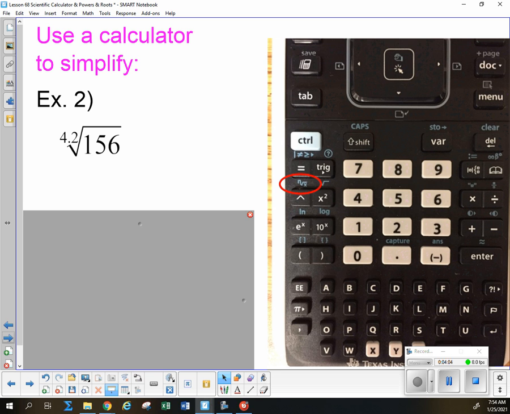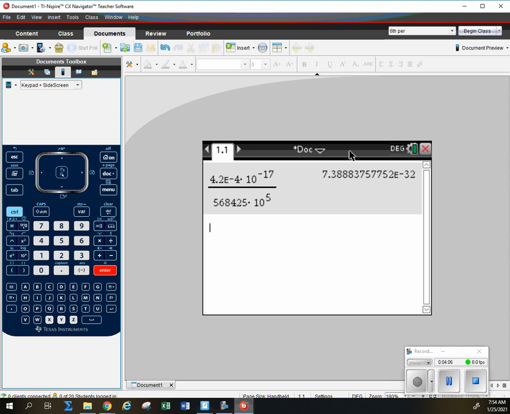So what we would do with our calculators is control, and then that caret button, and then we again have 2 boxes to fill in. We're going to put a 4.2 on the outside, and then use our cursor to move to the one that's inside. Type in 156, enter, and we should have no scientific notation out here on the right, but we'll round this to 3.328 and write that down.